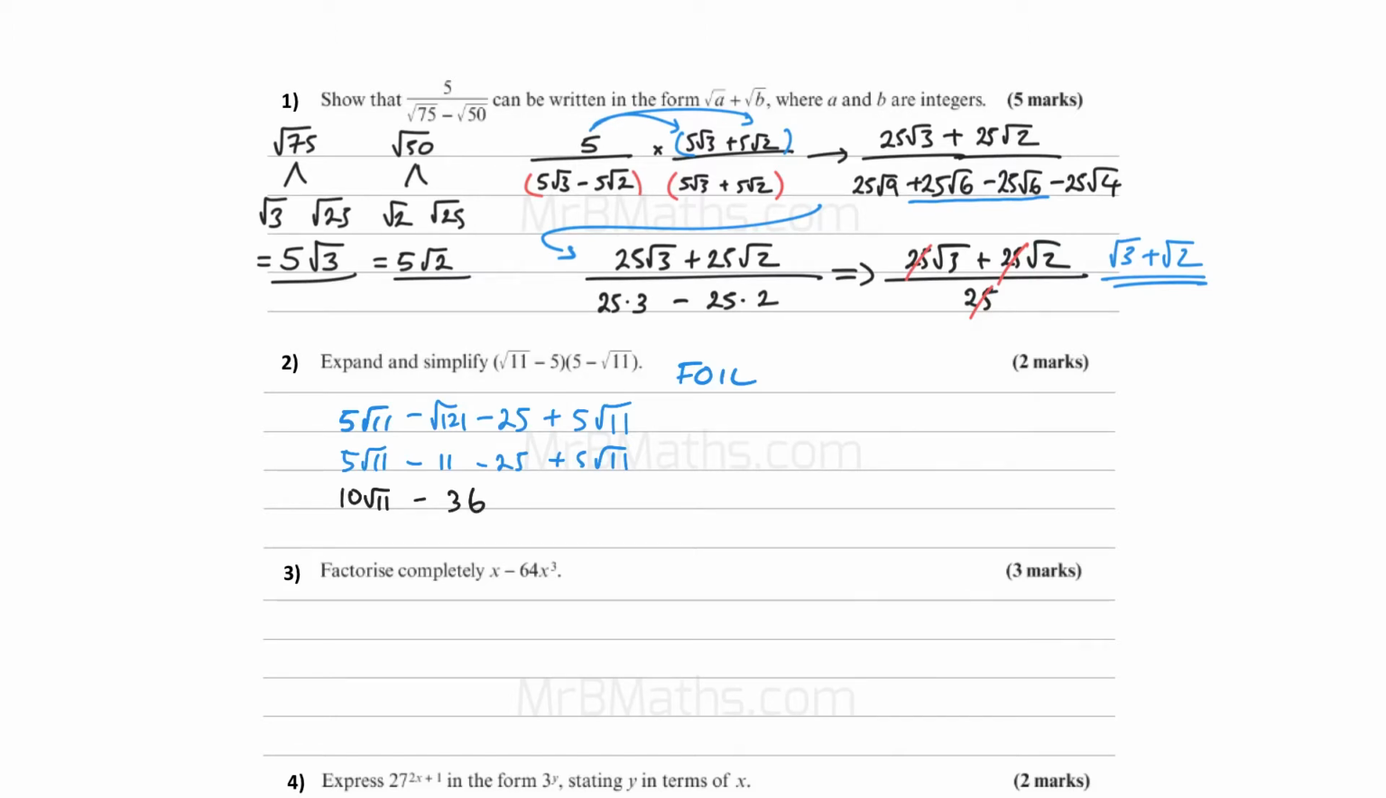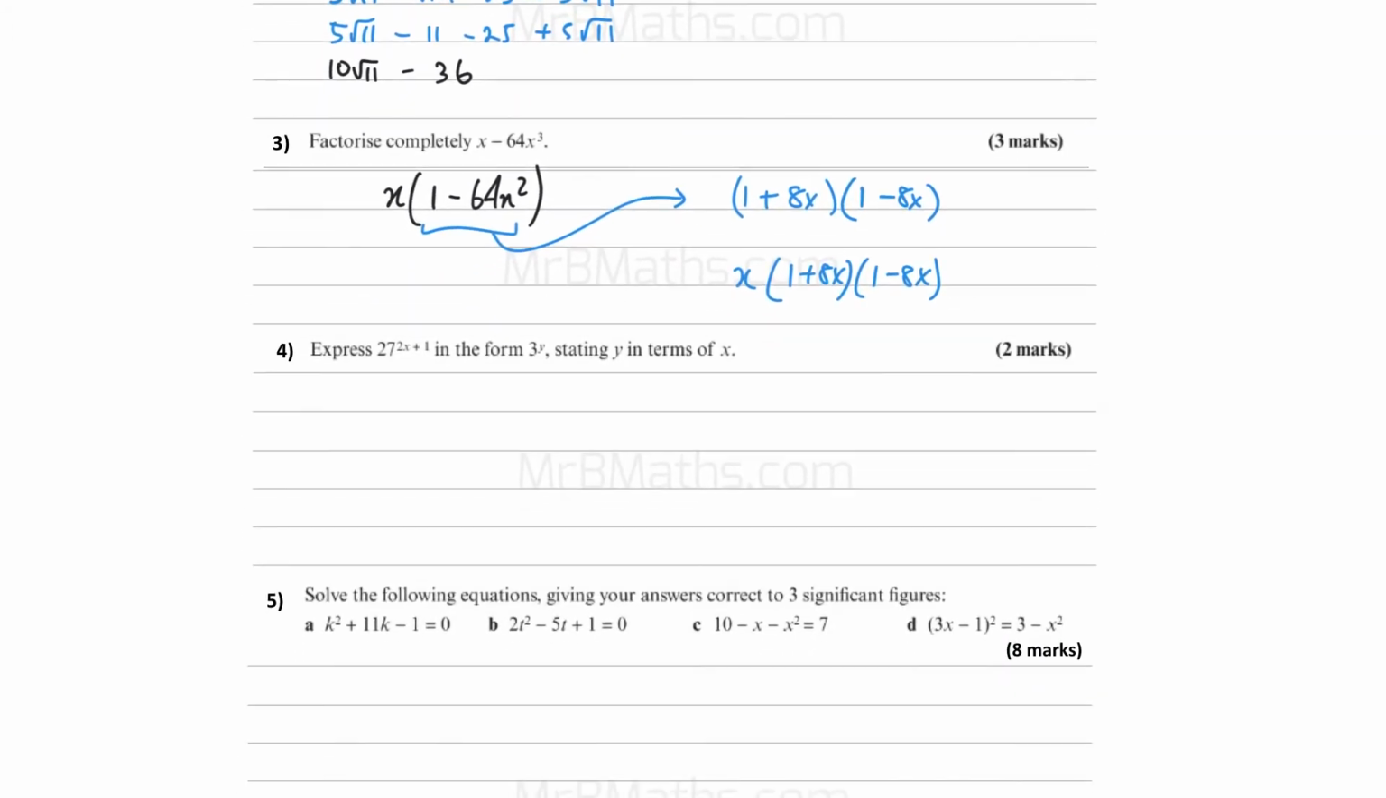Okay, for question 3, factorise completely. So we can obviously take an x out, we'll be left with 1 minus 64 x squared. Looking at this, we should be able to see the difference of squares, 1 being a perfect square and 64 being a perfect square. Therefore we can rewrite this as 1 plus 8x, 1 minus 8x. So our final factorised answer will be x, open bracket, 1 plus 8x, 1 minus 8x, and that's because 1 and 64 are perfect squares.